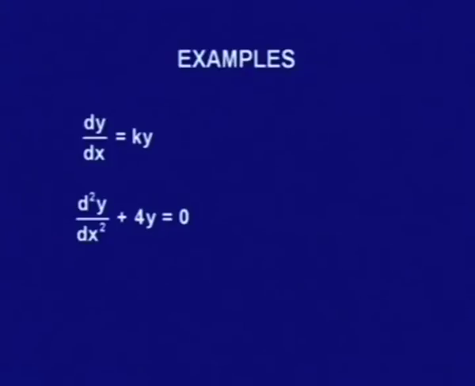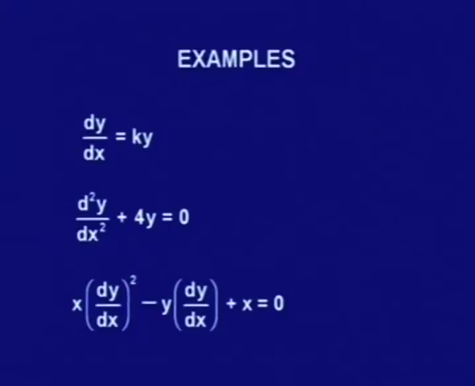Now, see in this example, the derivative involved is of first order only, but we see that dy over dx has an exponent 2. So, the highest exponent is 2. Thus, the degree of this equation will be 2.